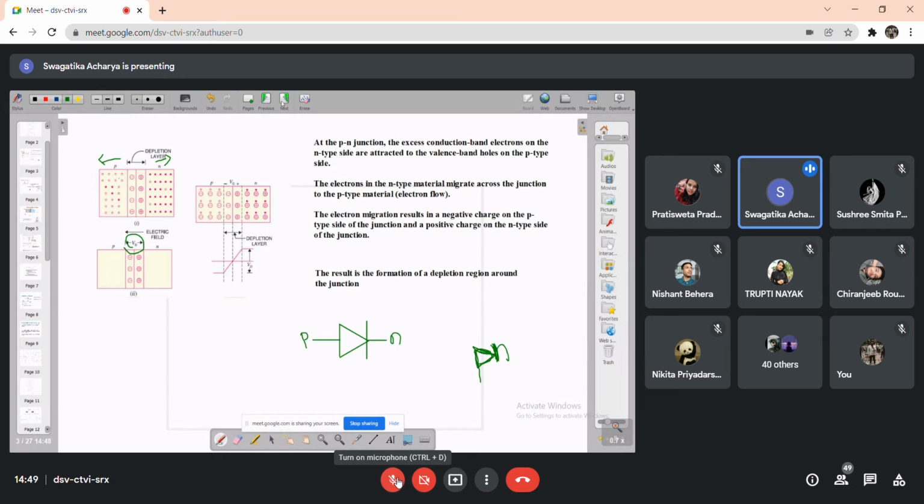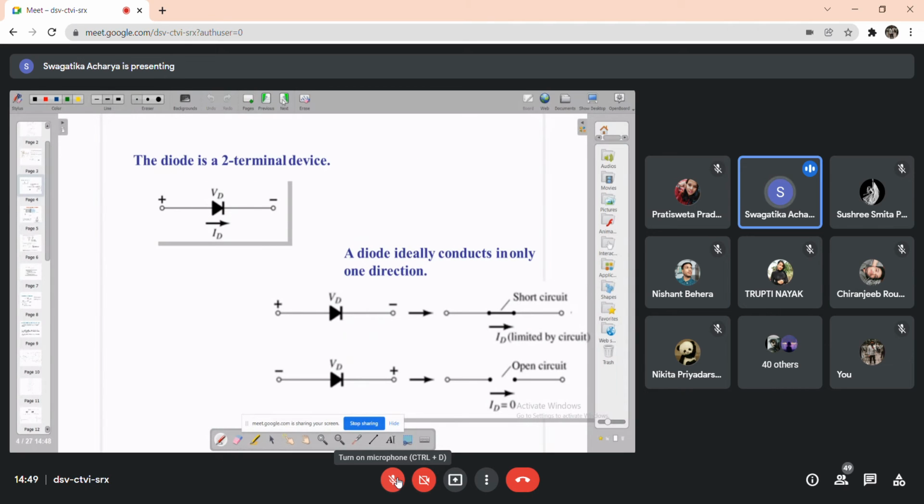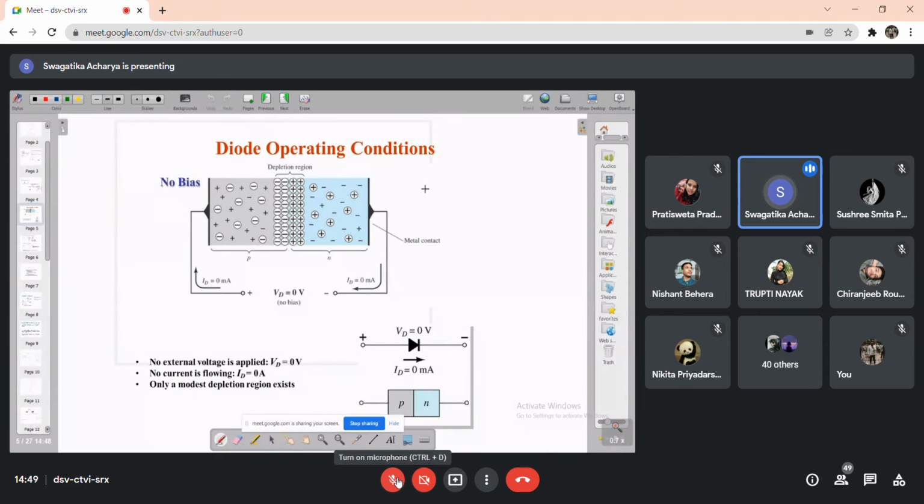First is your no biasing state. First we will go for the no biasing state. Then we will go for forward biasing condition. Then reverse.